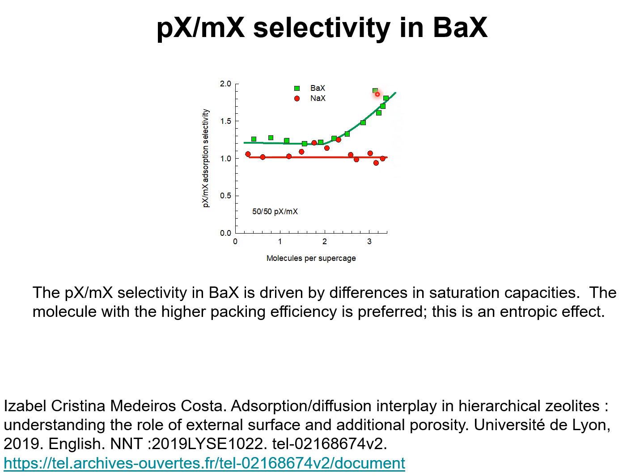It is important to note that the increase in the para to meta-xylene selectivity with increasing pore occupancy is a signature of entropic separations that are driven by differences in the packing efficiencies or entropy effects within the cages of barium X zeolite.